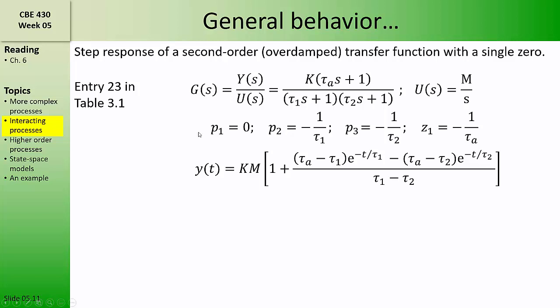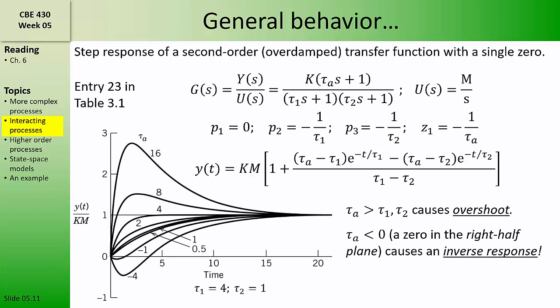Just like for the step input to the lead lag element, we have a pole at the origin, which will give rise to a non-zero steady state gain in the time domain. Now we have 2 negative real poles that will give the sum of 2 exponentials in the time domain, with magnitudes determined by the 0 at minus 1 over tau A. Just like for the lead lag element, we can classify different types of behavior.